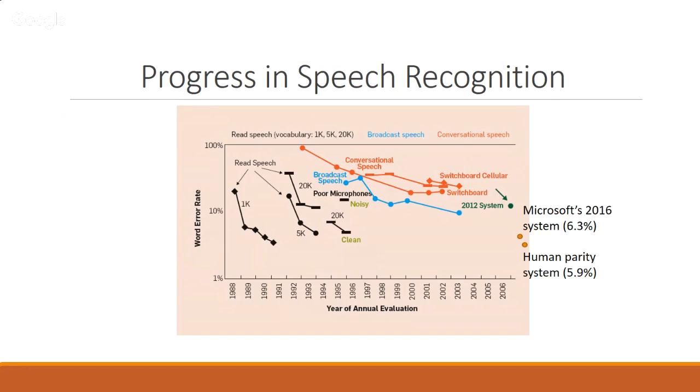That's because human beings are not 100% accurate at transcribing speech either. They don't hear all of it accurately. So human beings also apparently have a 5.9% word error rate, and this system matched human beings at the word error rate. So it was called the human parity system, and this is on conversational speech, which is considered to be the hardest kind of speech to recognize. And the fact that we could get here was a very big achievement.